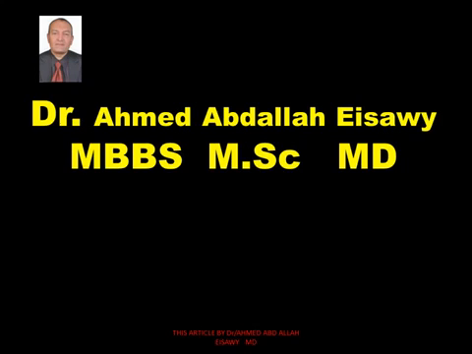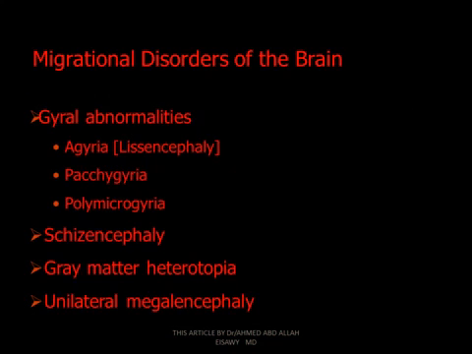بسم الله الرحمن. احنا هنتكلم عن migrational disorders of the brain: viral abnormalities, agyria, pachygyria, polymicrogyria, schizencephaly, gray matter heterotopia, unilateral megalencephaly. And we talk about its manifestation in fetal ultrasound, how to see it in the fetal brain during ultrasound.